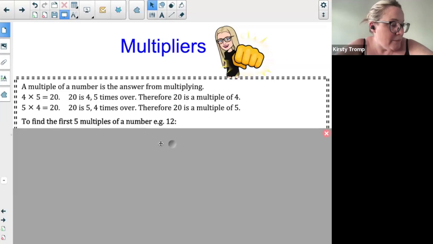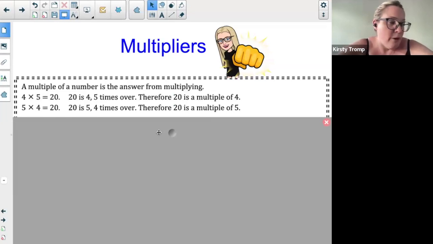A multiple of a number is the answer you get from multiplying. So let's say that again. A multiple of a number is the answer that you get from multiplying. So what does that actually mean?